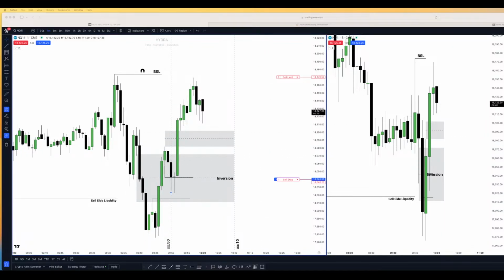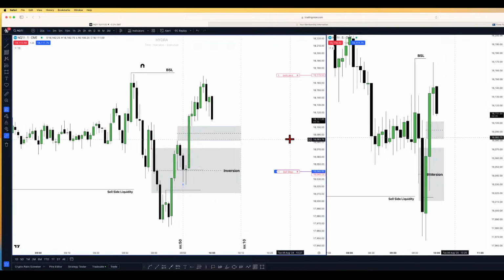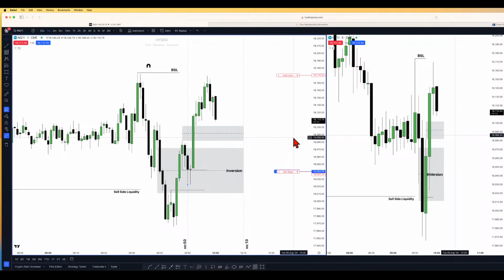And I already closed it on my other account. So I was already able to secure 1,500 from this trade. So at least I made 1,500. Let's see. Yeah, this long was very nice.